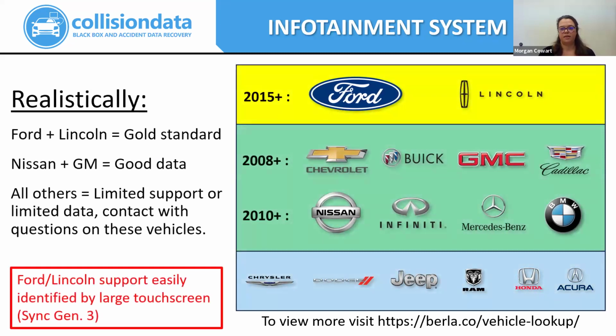And so when you're looking at the compatibility of it, Ford and Lincoln is what we like to call our gold star standard. So from these vehicles, you're going to get more information about your driver and their driving history than you probably want to know sometimes. And then other vehicle makes and models will have limited data. It's not going to be as detailed and as much, but a rule of thumb would be that Ford and Lincoln is your most commonly supported for this download.